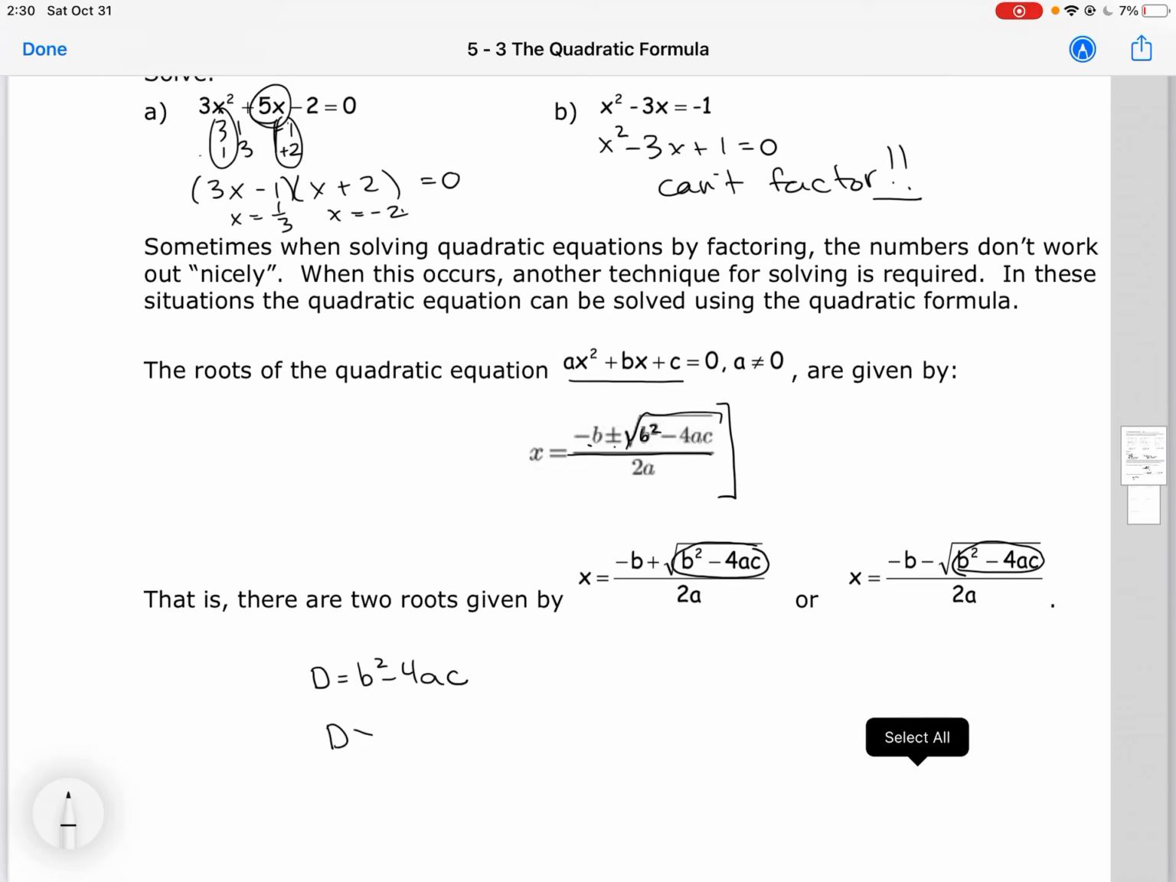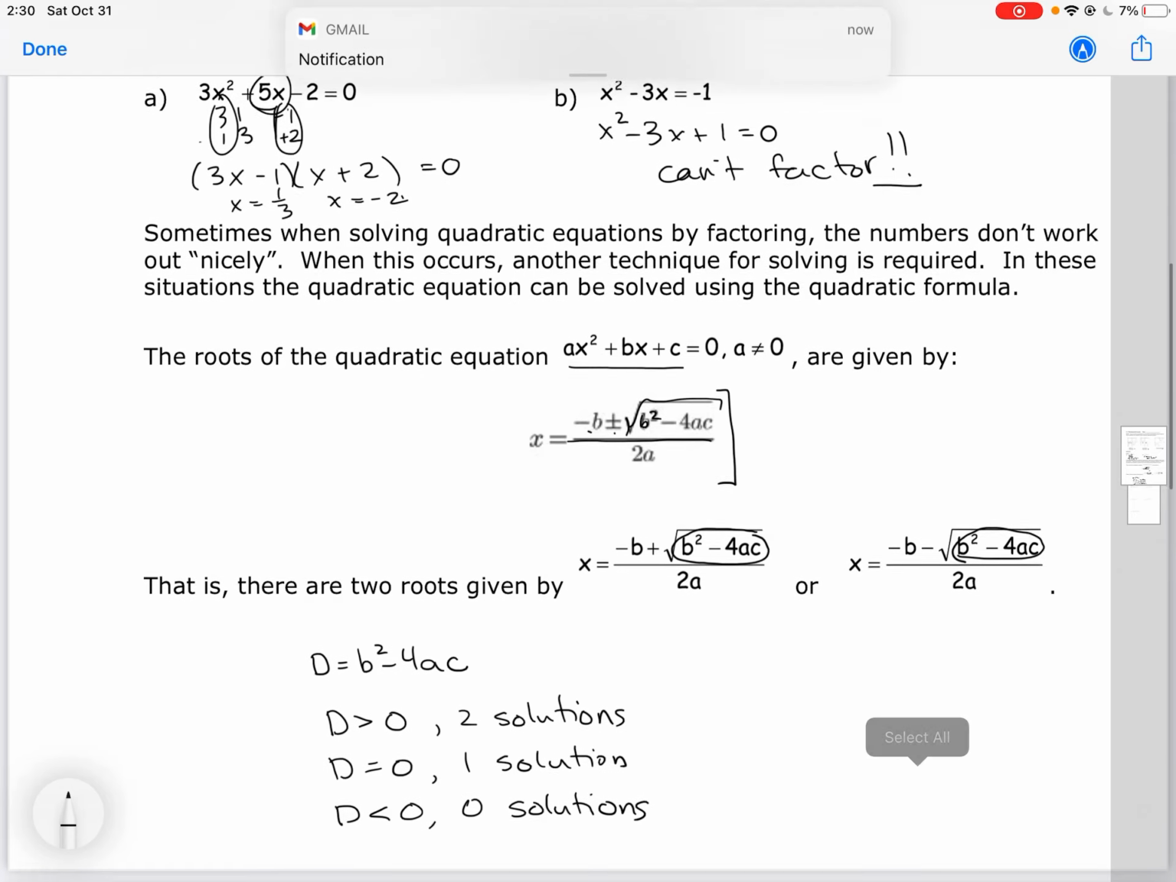If your number underneath the square root is positive, you're going to have two solutions, because you can take the square root. If it is 0, you're only going to have one solution, because the square root of 0 is just 0. If it is less than 0, that means you've got a negative number underneath the square root, and so you can't take the square root, so you don't have any real solutions.